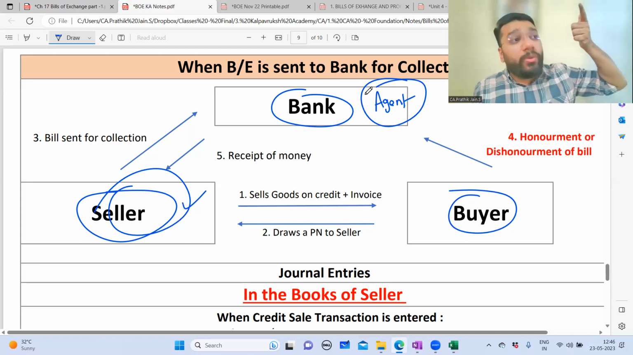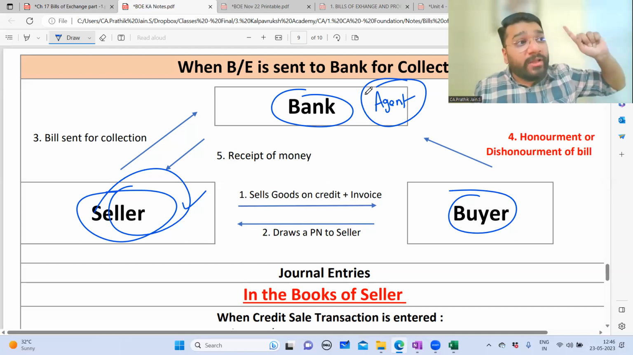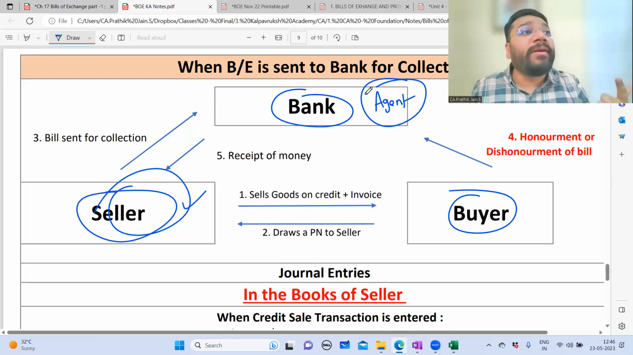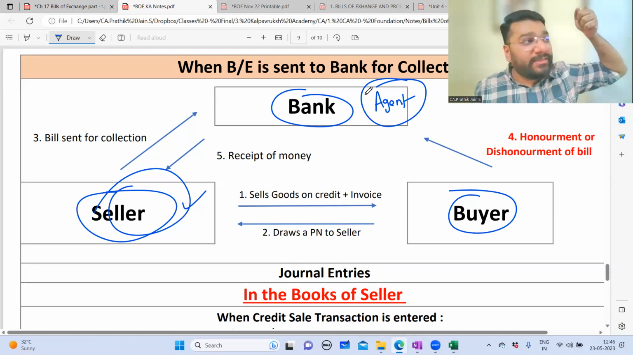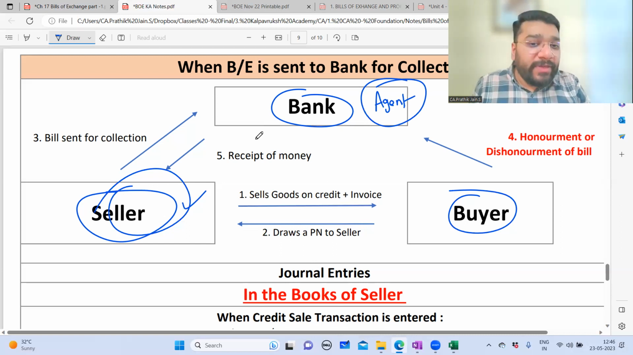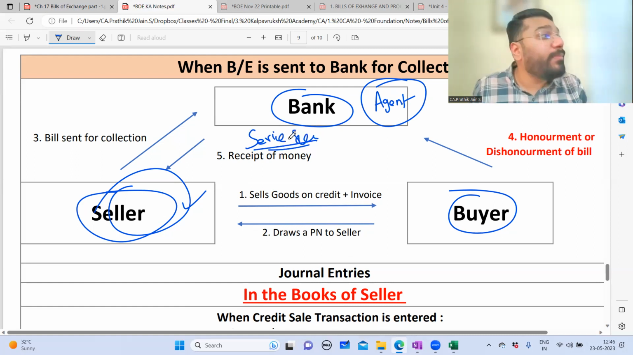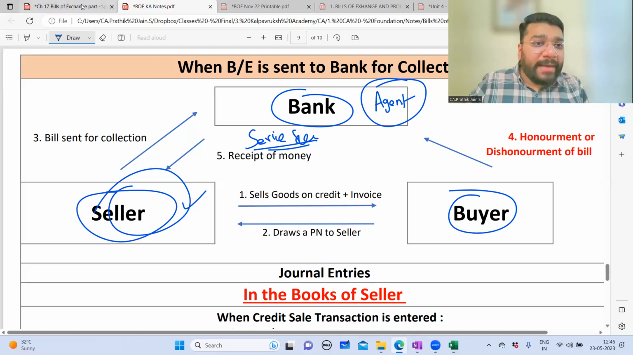Whereas in the bill discounting case, the banker was not an agent. The banker was acting as a lender. He lent the money in the emergency, for which we paid him what? Interest. So there it is interest charges. Here it is a service fee. The service the banker is doing for collection, for that we are paying him a service fee. So let's take a practical question to understand.